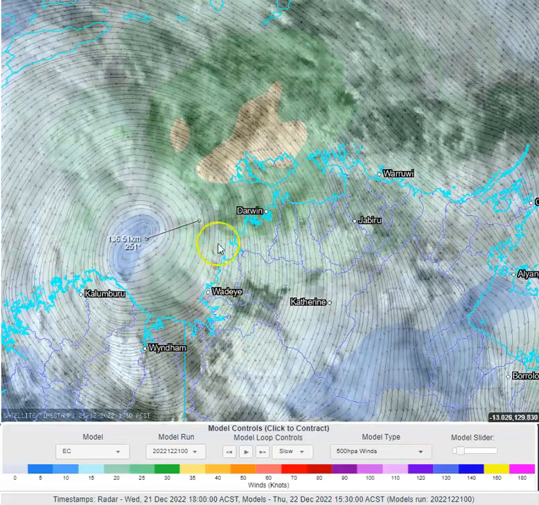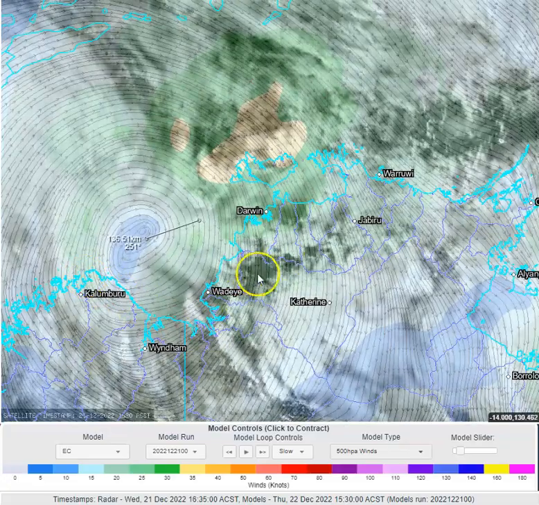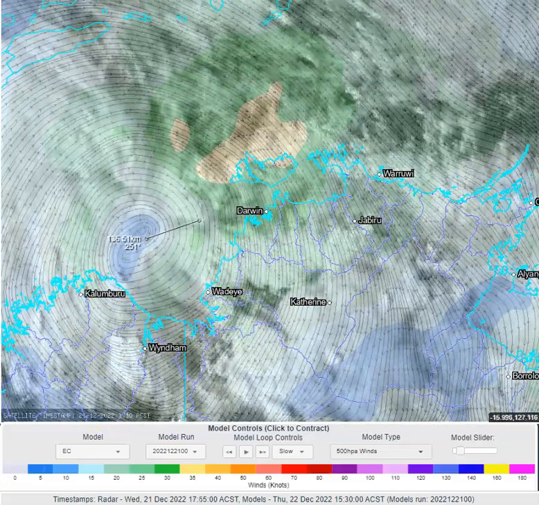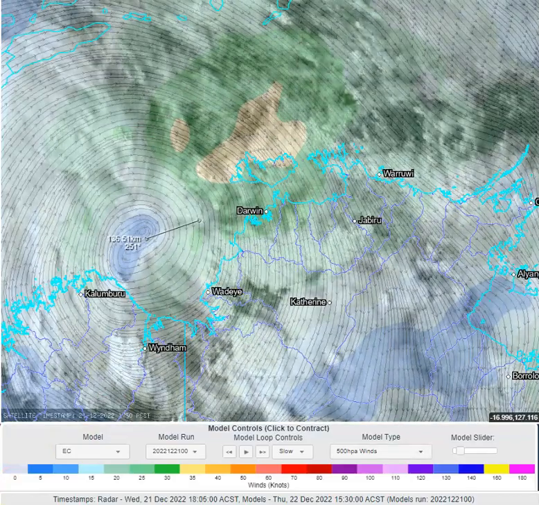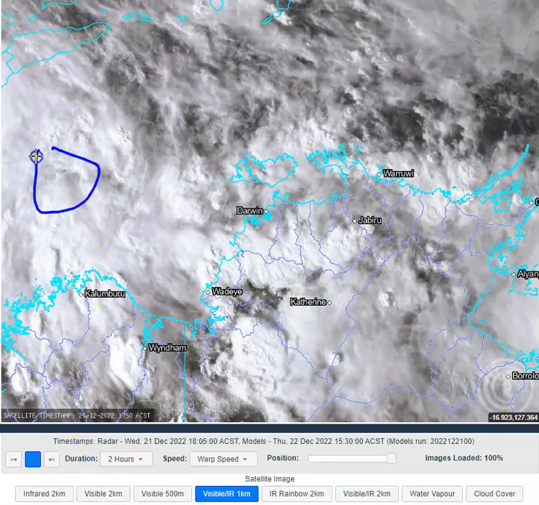We're expecting it to hit the coast around about Wadeye, Port Keats, out towards Kalumburu, somewhere around the border here between the NT and WA. And we're expecting that on Friday. So that's why we see two areas of rotation on the satellite imagery, one over here and one over here.